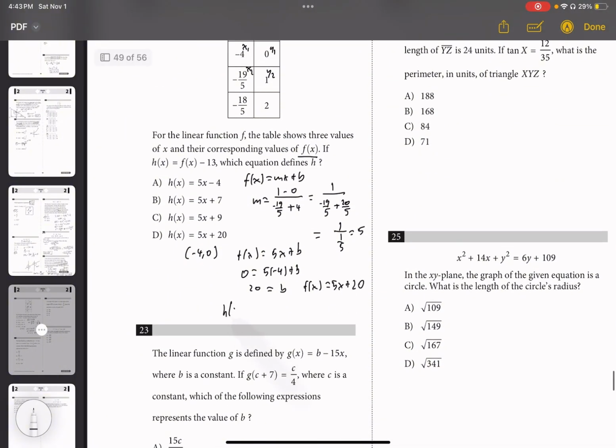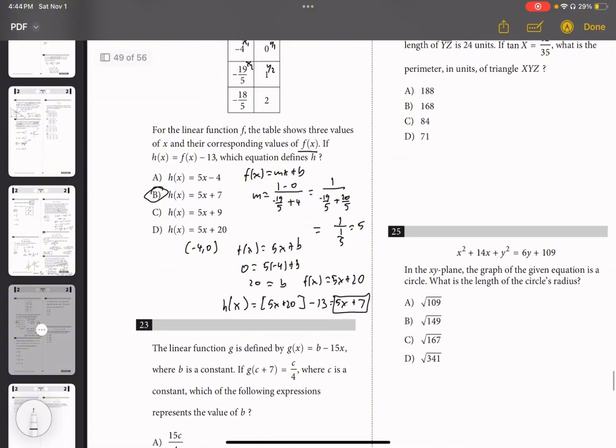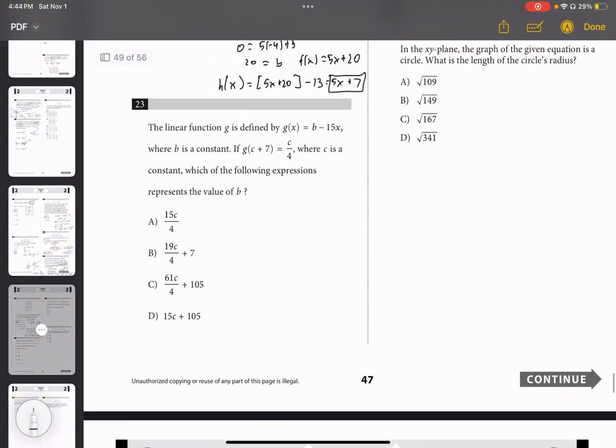Now h of x is equal to f of x, which is 5x plus 20, minus 13. So that gives us 5x plus 7. Looking at our answer choices, this is choice B, and that's it.